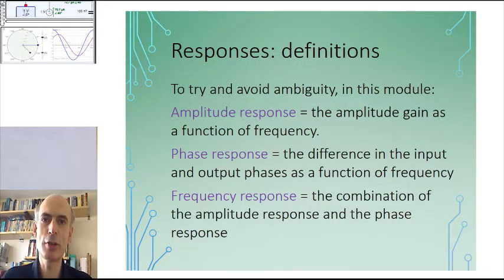I'll try to stick to these definitions. The amplitude response of a circuit describes how the gain of that circuit varies with frequency. That's just the amplitude gain: the amplitude of the output divided by the amplitude of the input as a function of frequency. The phase response of a circuit describes how the difference in phase between the input and the output of a circuit varies with frequency. The frequency response is a combination of both of these things. It contains information both about the amplitude response, the gain as a function of frequency, and the phase response.